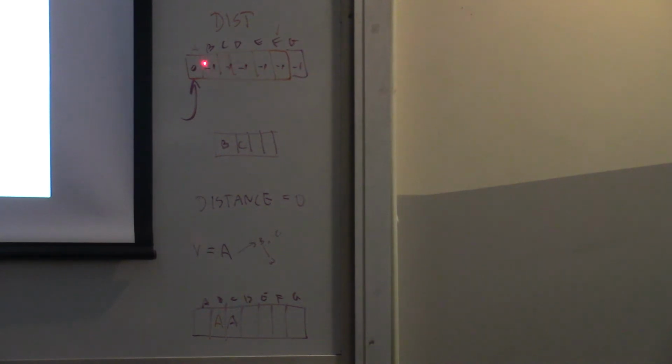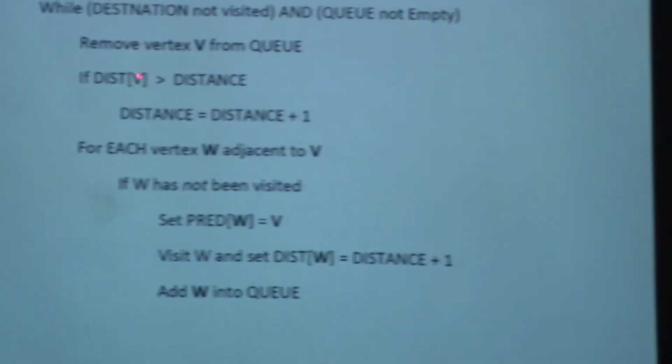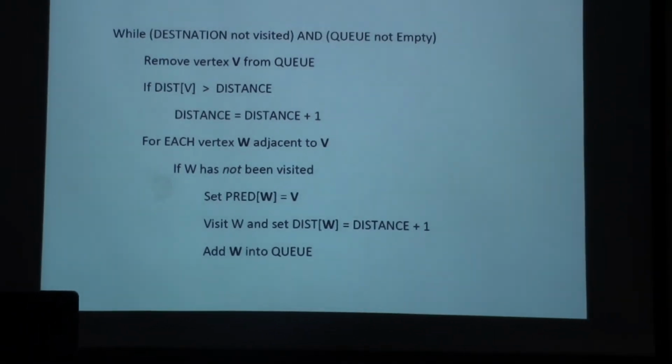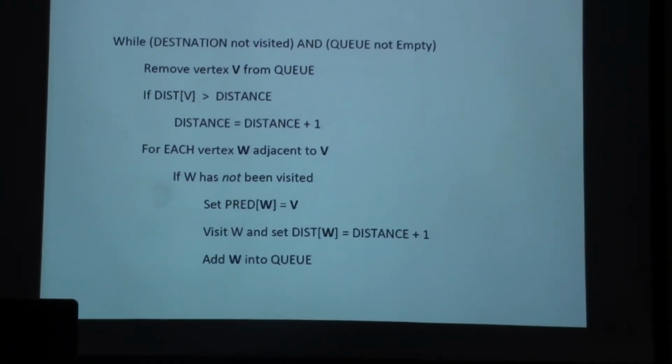What's dist of V? Remember that? Okay. So therefore, since 1 is greater than 0, what happens is that distance itself is increasing to 1. So distance is increasing to 1. What that means is that the current vertex V is at a distance away from the start vertex. It's 1 away from the start vertex.